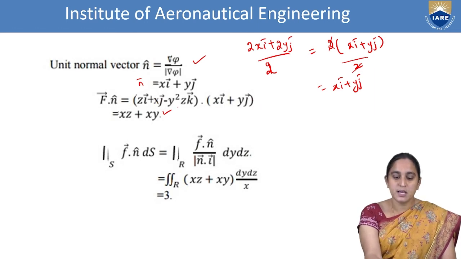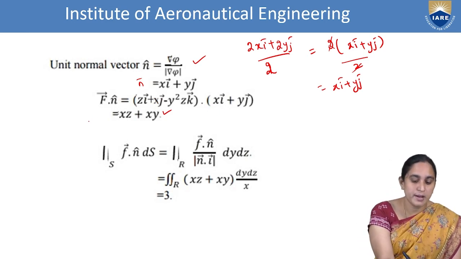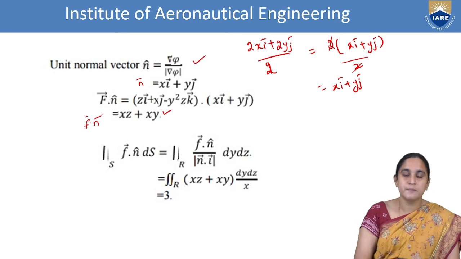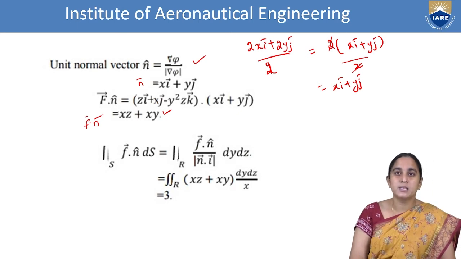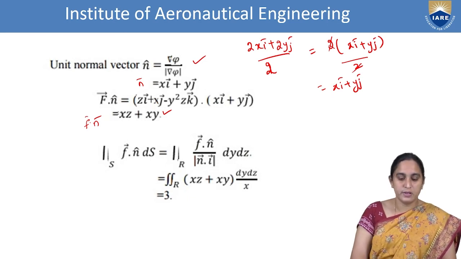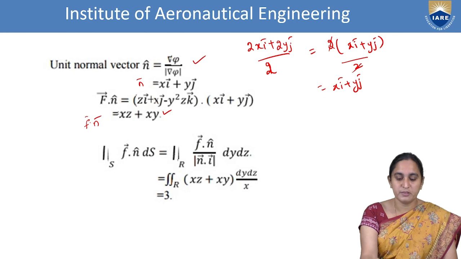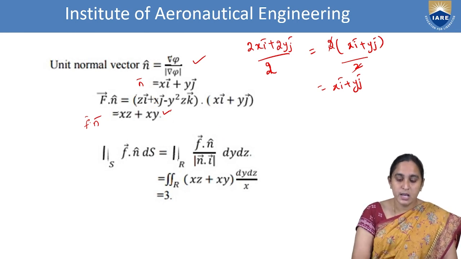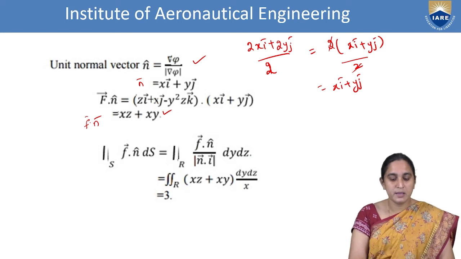That means here the k bar coefficient is 0. Therefore f bar dot n bar is equal to what? f bar dot n bar is equal to xz plus xy. Now we know, from the formula, f bar dot n bar is xz plus xy, and we need the modulus of n bar dot i bar.